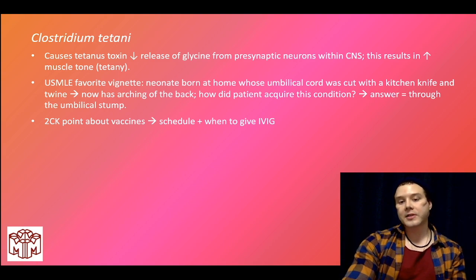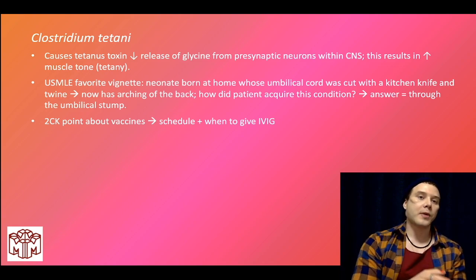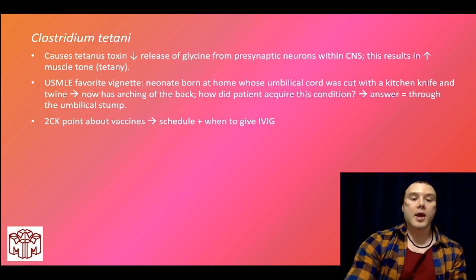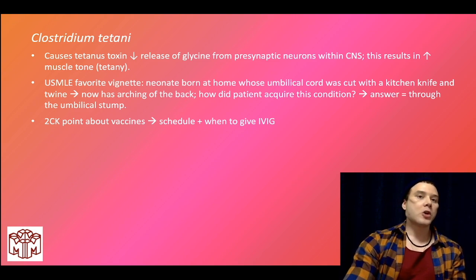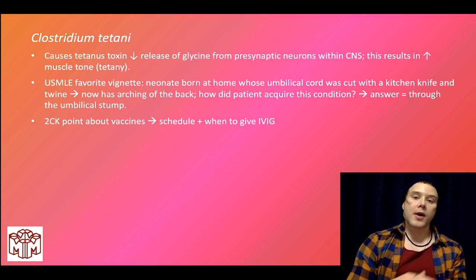Quick point about vaccines, vaccines plus post-exposure prophylaxis. You give vaccine for tetanus at 2, 4, 6 months, as well as 12 months, age 4, and then starting in school-age children, 11 or 12, then every 10 years, okay? And for post-exposure prophylaxis, if you've had the vaccine within the past 5 years, you do not need vaccine or IVIG for post-exposure.